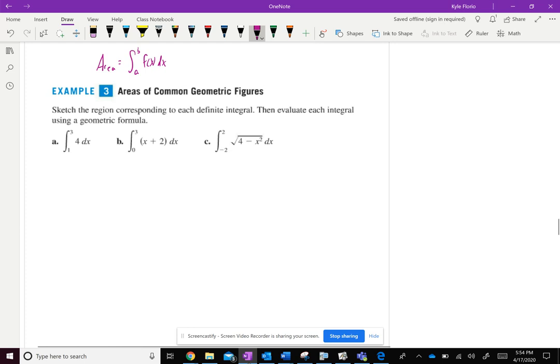So sketch the region corresponding to each definite integral, then evaluate each integral using a geometric formula. So the definite integral of the function f of x equals 4 from x equals 1 to x equals 3, they're asking what is the area under this function between x equals 1 and x equals 3 and the x-axis. So let's just draw that.